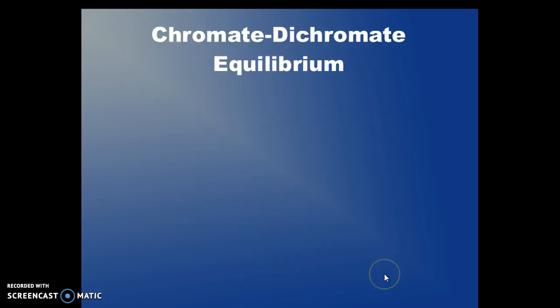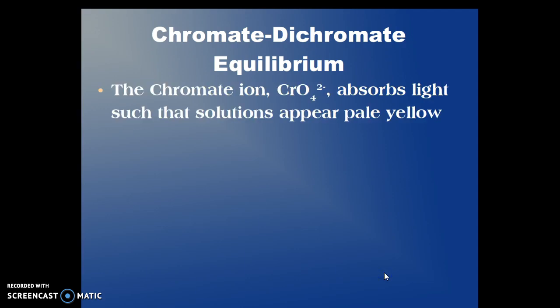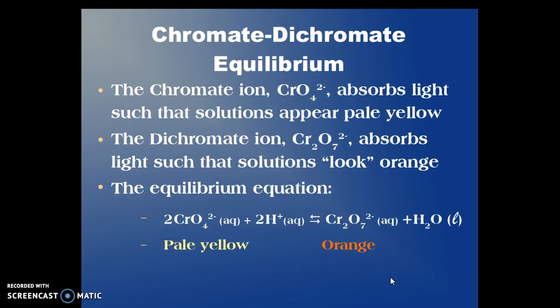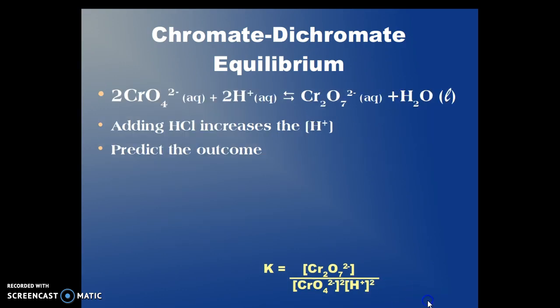The second equilibrium you'll study is chromate-dichromate. The chromate ion, CrO4 2-, absorbs light such that solutions look pale yellow. The dichromate absorbs light so that solutions look orange. And you'll need to be very careful because pale yellow and orange are very close to each other. The equilibrium equation is given here, and I've put the colors that are associated with each. There is the equilibrium constant expression.